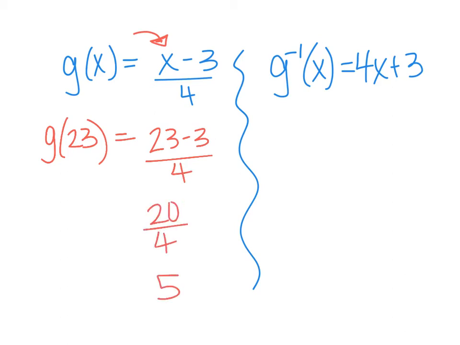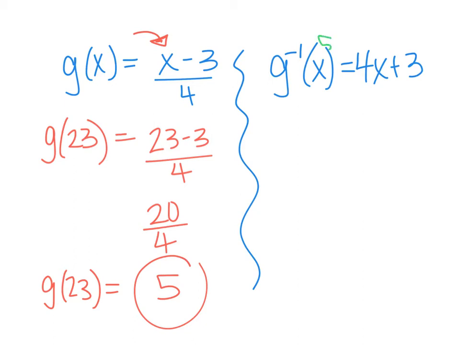Now, here's how you can check that you did it right. When I plugged in a 23, g of 23, I got a 5. Now, in my inverse function, it should be the opposite. When I plug in a 5 now, I should get a 23. So you're going to take whatever you get here, I got 5, and put that up in my inverse function.